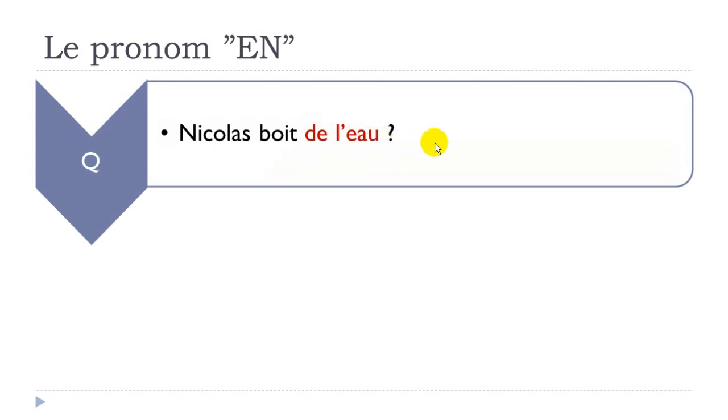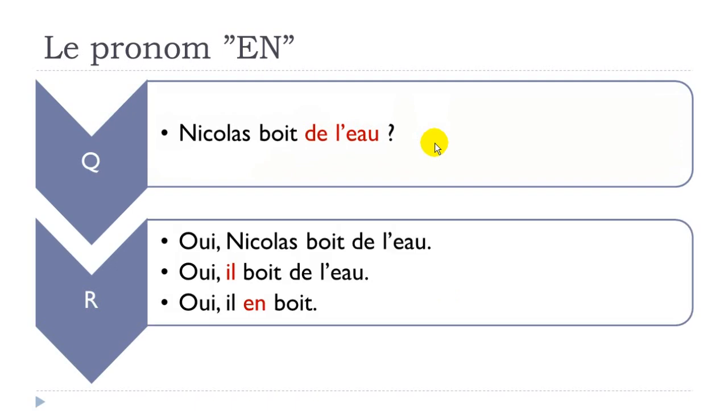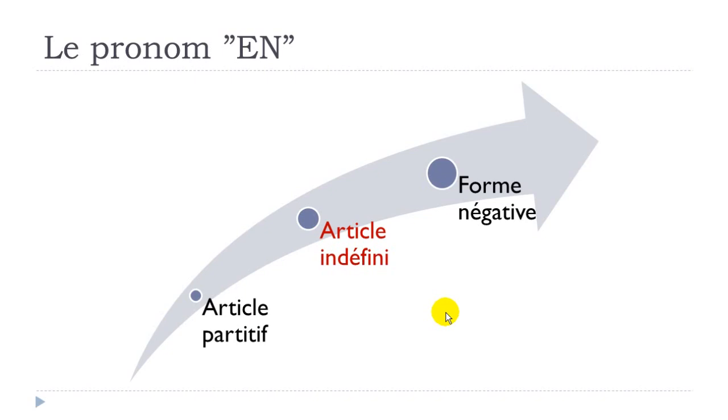Let's see now if you've got de l'eau. Nicolas boit de l'eau. Oui, Nicolas boit de l'eau. Second option, you don't want to repeat Nicolas. Oui, il boit de l'eau. Third option, oui, il en boit. Same rule, en goes before the verb. Boit, here, the infinitive form is boire and it's to drink. De l'eau, some water. D'accord? Okay, let's continue now.